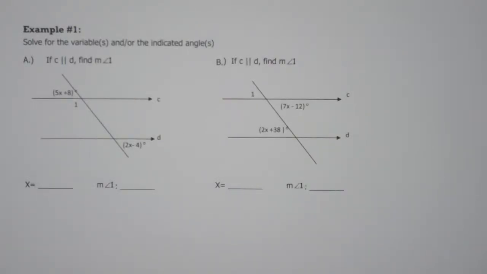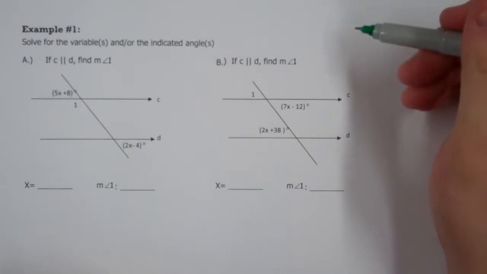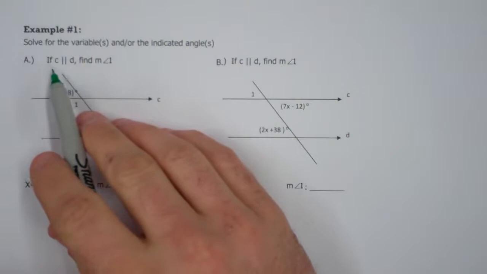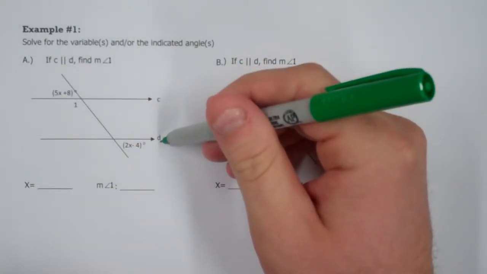In example 1, we've got quite a few problems. We have A through, looks like H here to knock out. So just stick with me through this one, and you can fast forward or back up to whatever you need to. In part A, we want to find the measure of angle 1 if C is parallel to D.